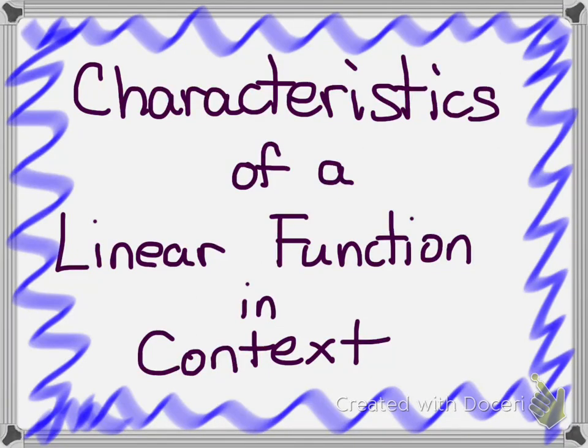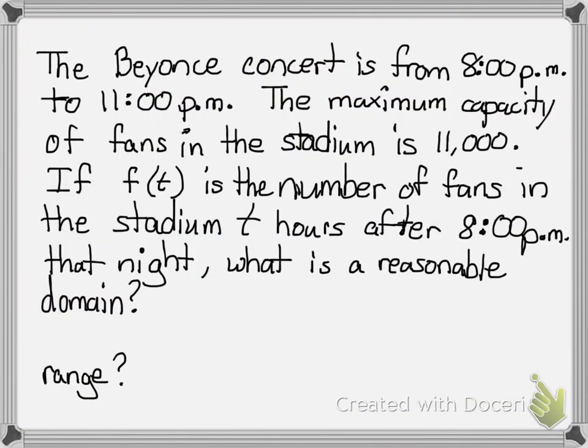All right, in this video, I'm going to go over the characteristics of a linear function in context. All right, let's look at this example. It says the Beyonce concert is from 8 p.m. to 11 p.m. The maximum capacity of fans in the stadium is 11,000. If f of t is the number of fans in the stadium t hours after 8 p.m. that night, what is a reasonable domain? And what's a reasonable range?